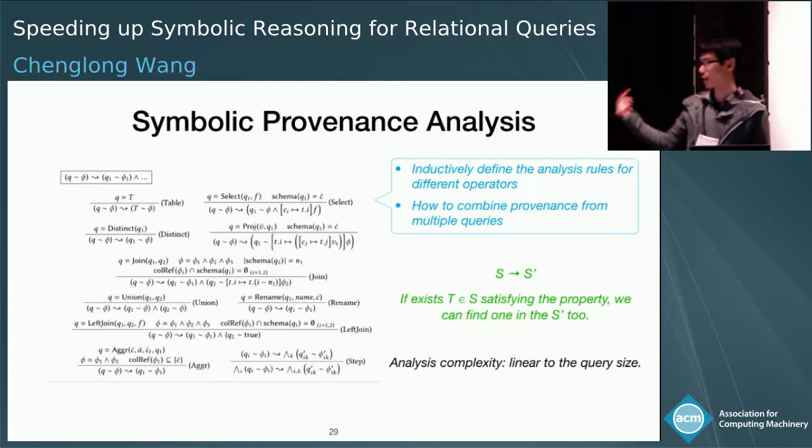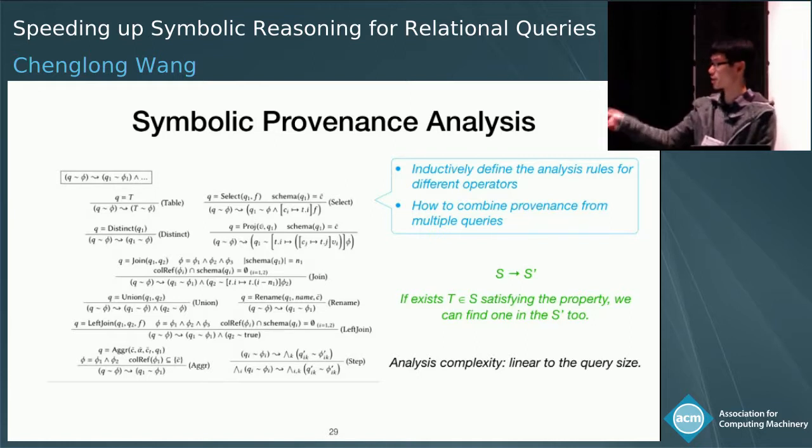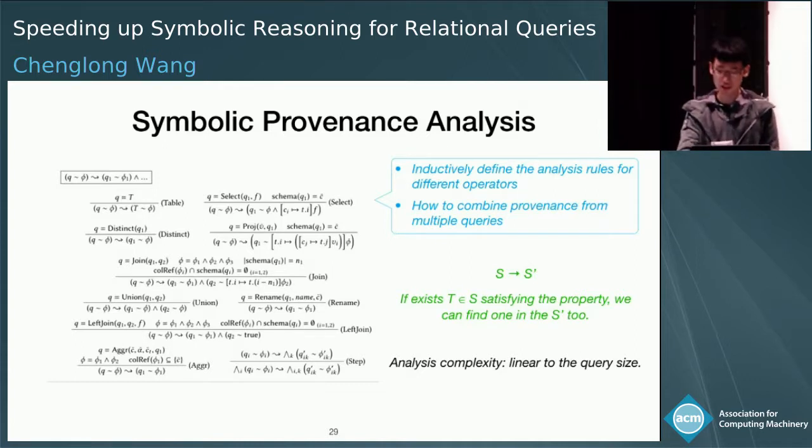And the guarantee is like what I said. If you cannot find anything in a smaller search space, you're done. You don't need to visit a bigger search space. And also this analysis is a linear analysis. We just need to go one pass from the output to the input to figure out what is responsible for generating the output tuple.